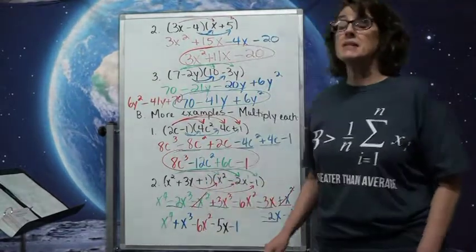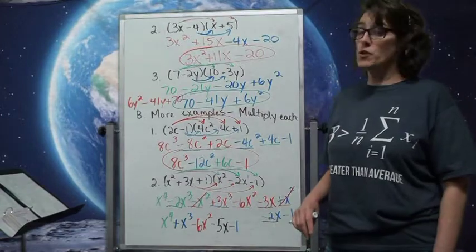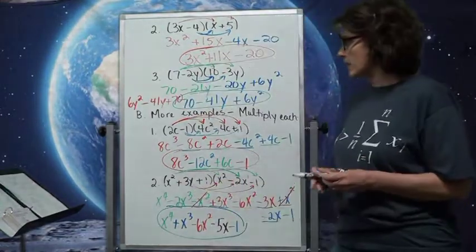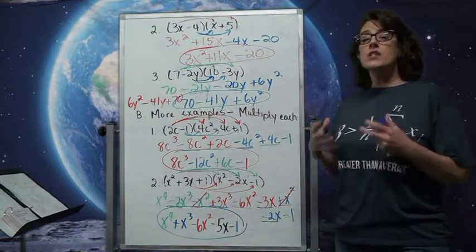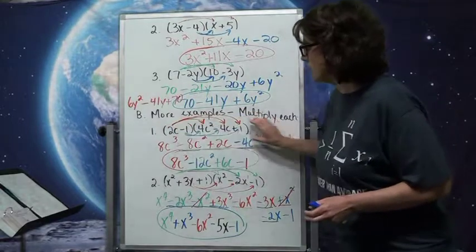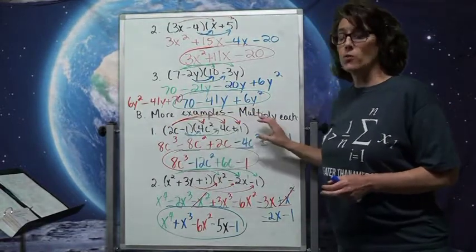None of these are like terms. Yes, they do all have the same variable, but those variables are not to the same power. So I'm stuck, and that's as good as that one gets. So this is how you multiply polynomials when they are in that horizontal format, being that you're going to just string it left and right.